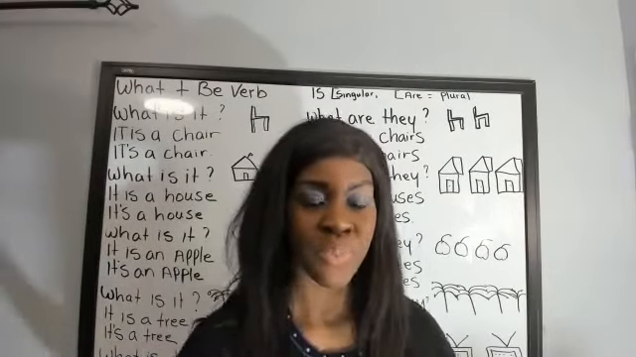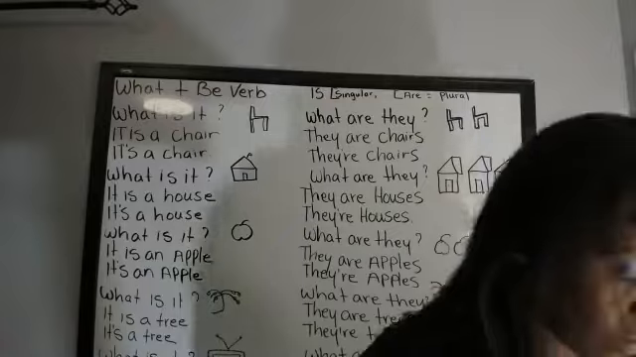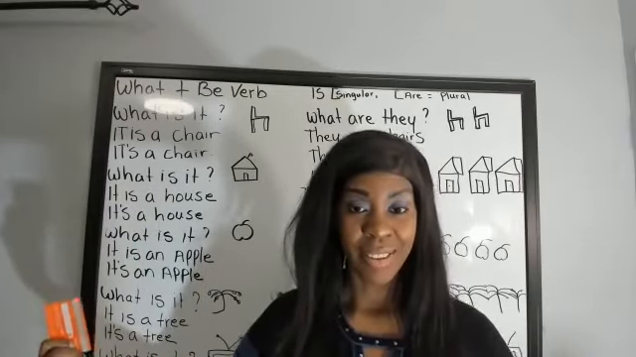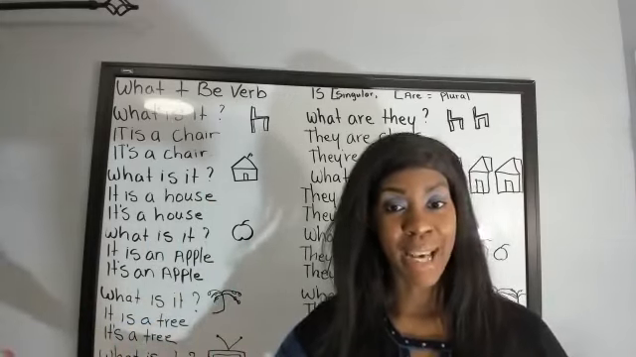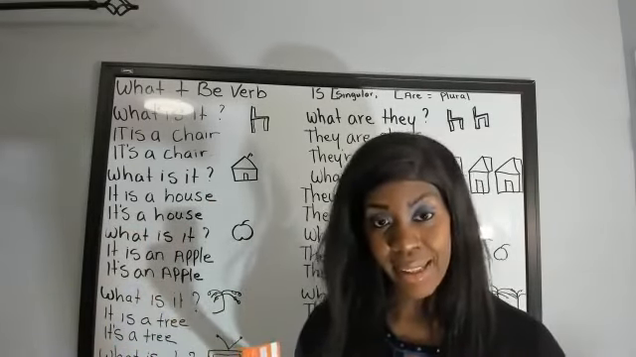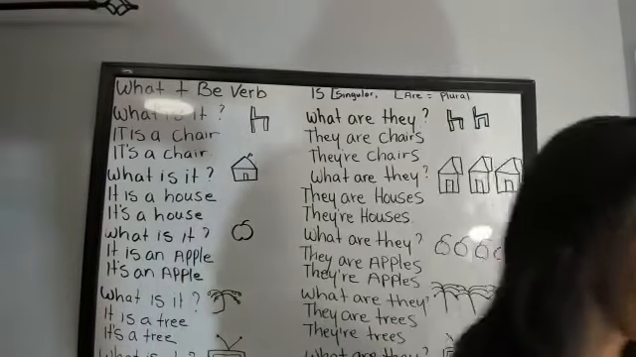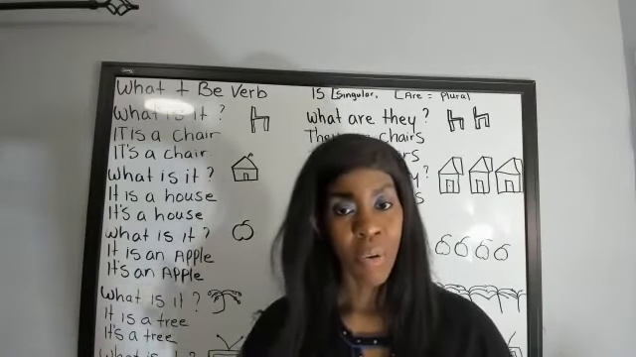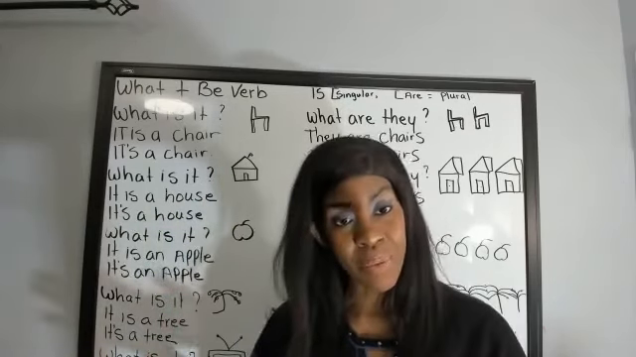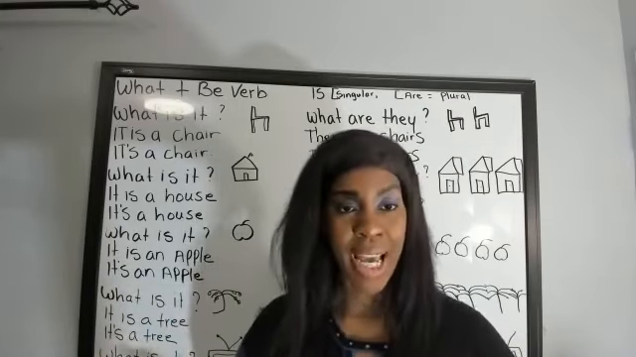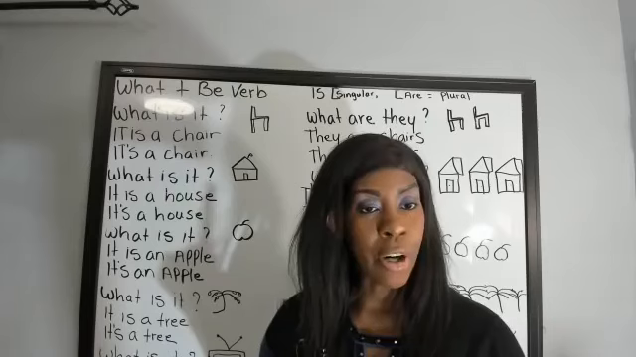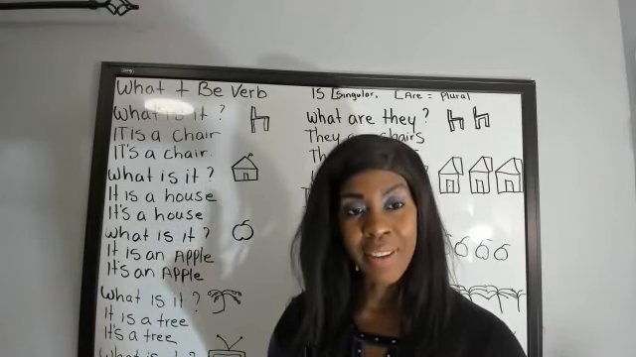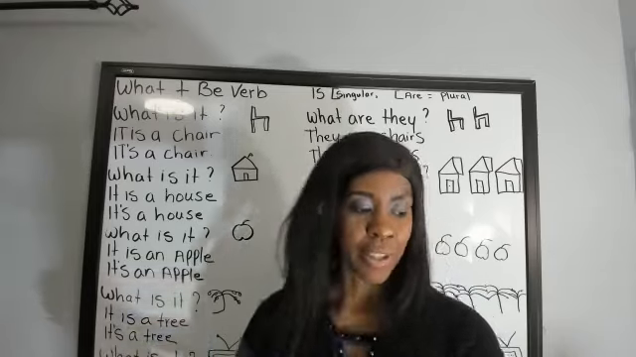All right. So, this is my credit card. That is my credit card. So when it's close, this is. When it's further away, that is. Same way with plural. We use these are or those are with a plural noun that's either close or further away. These are my markers. Those are my markers.